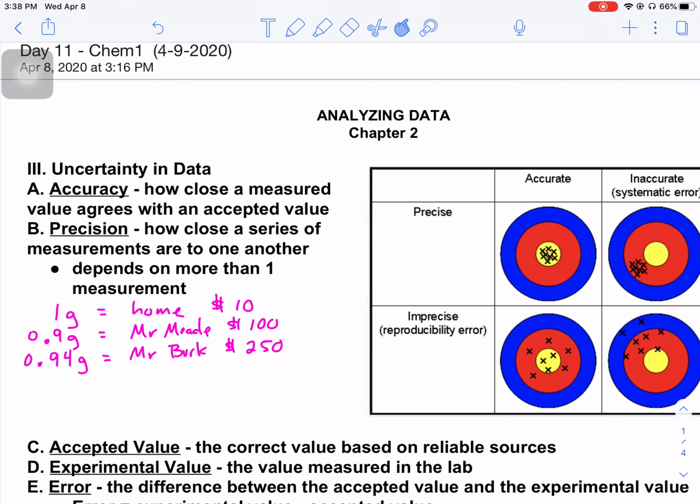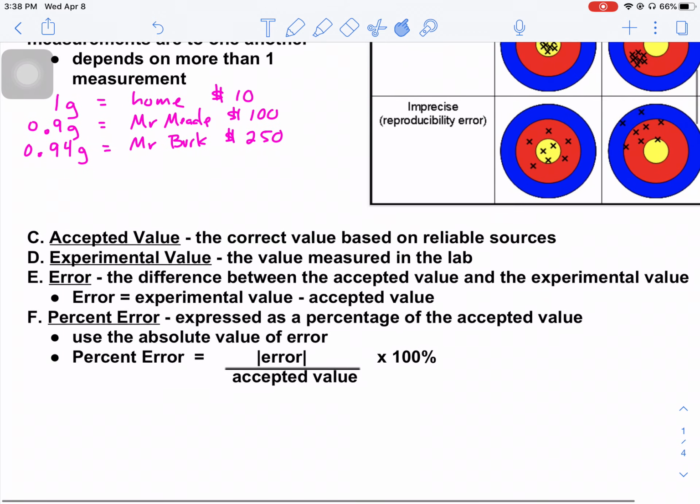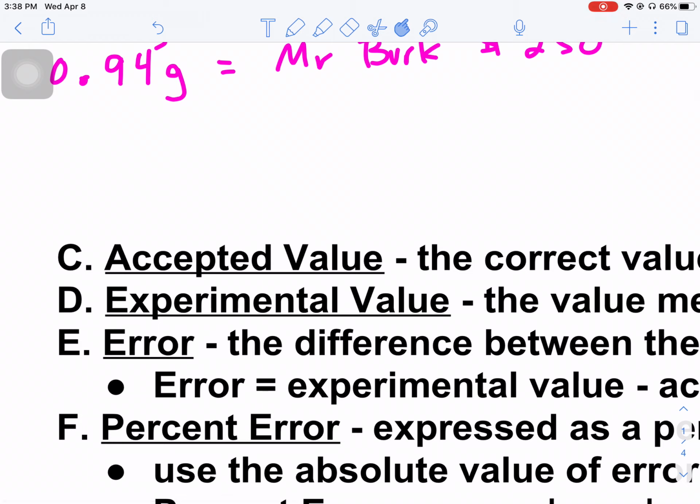All right, so let's move on a little bit. Accepted value. This is the right answer. So, if you look for the accepted value of pi, the accepted value is 3.14159. And it's a correct value based on a reliable source. And that reliable source could be your textbook, it could be the internet. If you are using the internet, maybe you should check 2 or 3 different sources. But chances are, if you use the internet, they're relatively close.